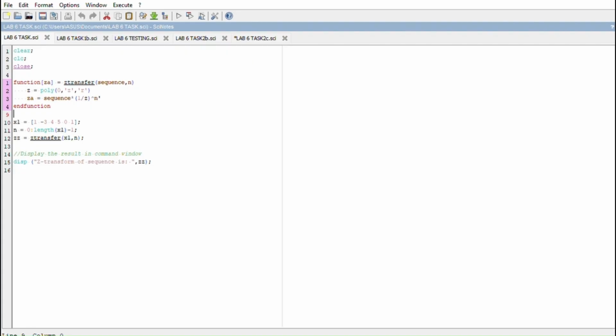So below here is to execute the code. Here x1 defines the specific discrete time sequence that we want to transform. So we put here 1, -3, 4, 5, 0, 1, which follows the numbers given in the question, and n equals to 0 to length of x1 minus 1. This creates a time index vector n matching the sequence. It will start at 0 and go up to the length of x1 minus 1.